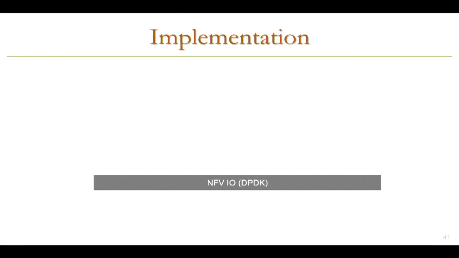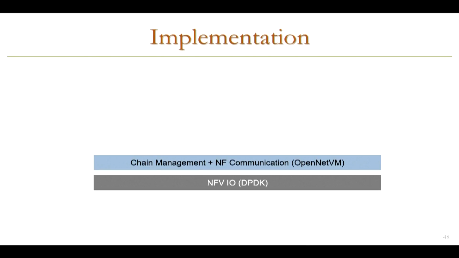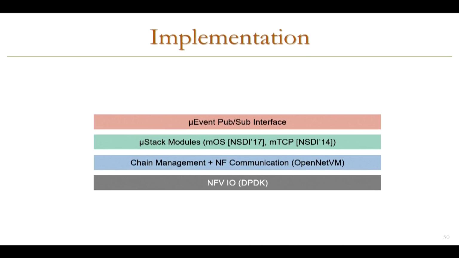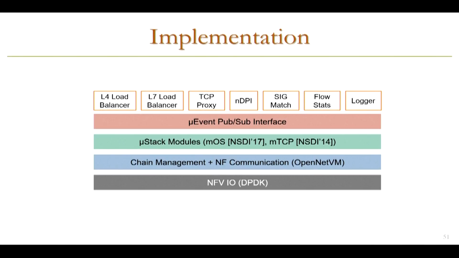Now the implementation. Macroboxes can be viewed as 5 layers. At the lowest layer, we use DPDK to send and receive packets over the NIC. On top of DPDK, we use OpenNetVM to set up NF communication and manage individual NFs as well as chains. Then we implement microstacks based on mOS and mTCP with significant changes to support stack sharing and customization. And we use the macro-event pub/sub interface to replace the previous packet-centric model. Finally, we ported a set of applications using our event and stack APIs.